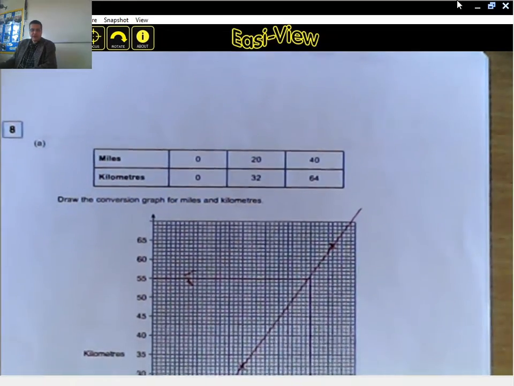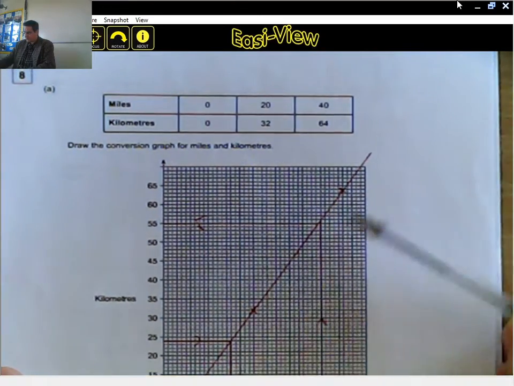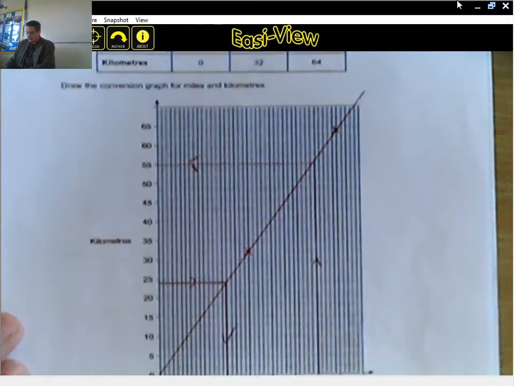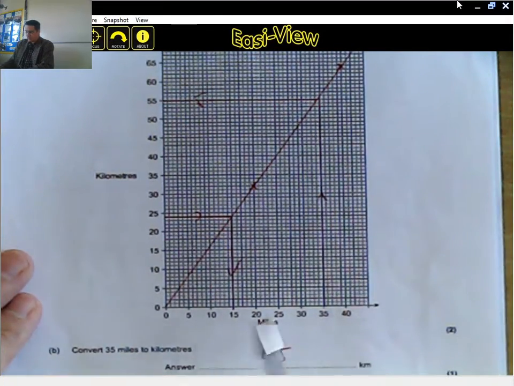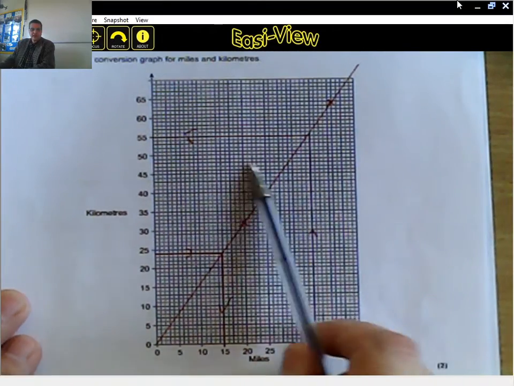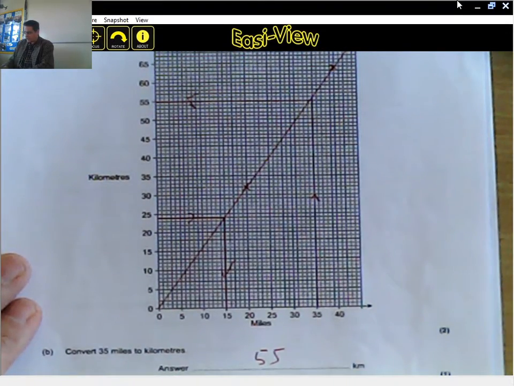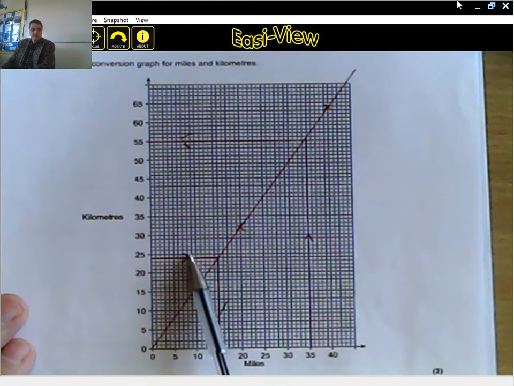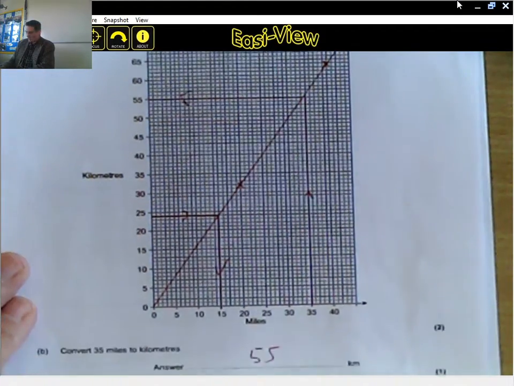Again, this is quite easy. It's a conversion graph. So plot these. And there you go. Straight through. 2 key point 00 is there. Convert 35 miles into kilometres. 35 miles, so here we go, 35 miles, hit the line, turn left, 55. Convert 24 kilometres to miles, there's 24, 1 square below the 25, read it down, comes to about 15.